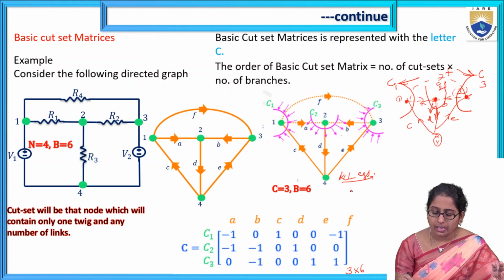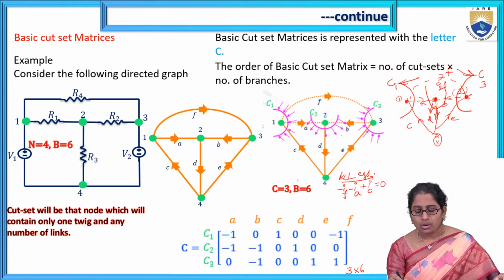Now writing the KCL equations, first at cut set 1. The C1 direction is shown. The cut set C1 direction is opposite to the IF direction, so it is minus IF, and the IA direction is also opposite, so minus IA. IA direction is opposite to the cut set direction, you can clearly see, right? Next, IC is the same as the cut set direction, so IC is plus. That's how the equation is written.